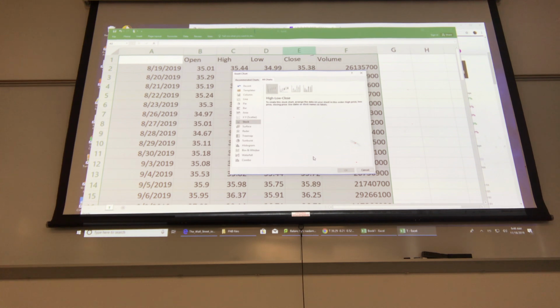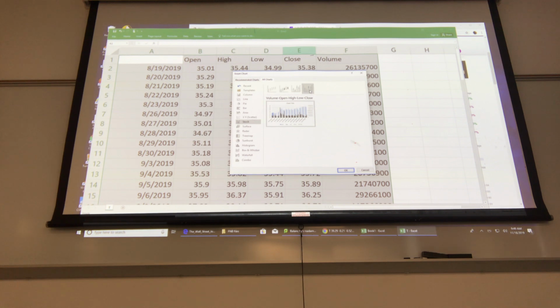I go to the next one. The next one is open, high, low, and close. Can I use this graph? No. I have volume, and this graph does not put volume there. I go to the other one: volume, high, low, close. It's not the right order. I go to this one. Can I use this one? Yes or no? He says yes.